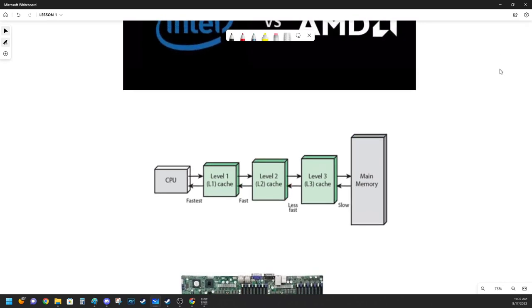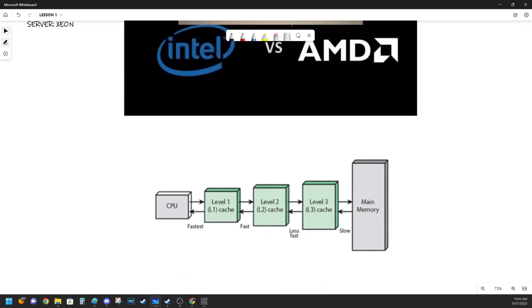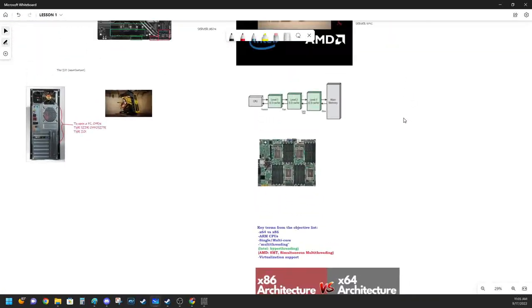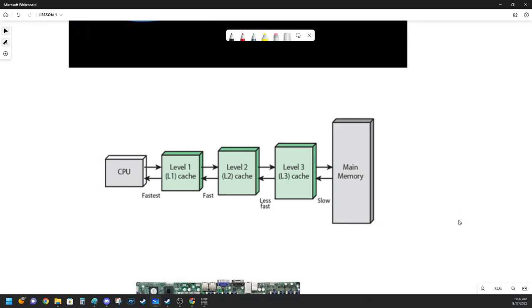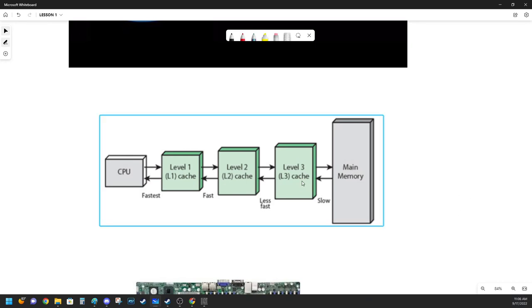Now, with processors, there's a few different terms I want to talk about. Looking at the objective list, where did the key terms go? They're down there. Okay. With processors, you want to know about cache levels. A cache is almost like a register built onto a processor, a small, fast piece of memory. Not that you save anything on it. It's solely used for the processor. But the communication path between the processor and your main memory, which is your RAM, is generically referred to as the FSB, or front side bus. That connection between processor and RAM is considered the front side bus.